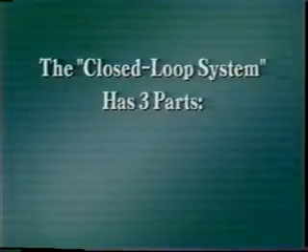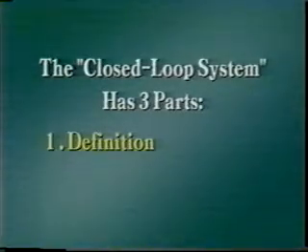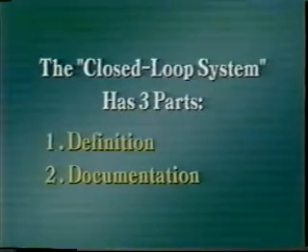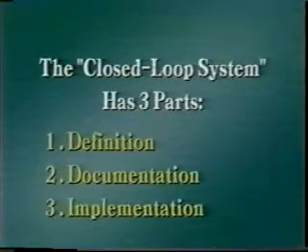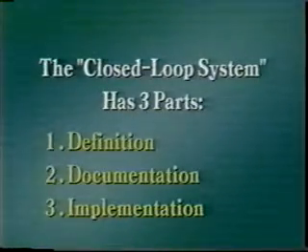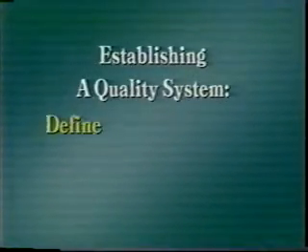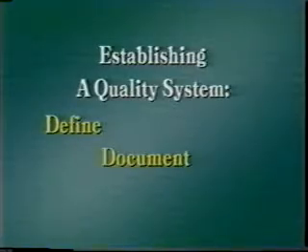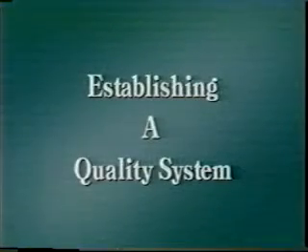Once the design exists, the FDA wants a company to establish 3 things. 1, a definition of what its quality and manufacturing objectives are. 2, a documentation system to prove that it's doing what it thinks it's doing and what it says it's doing. And 3, implementation of its quality system, including verification and validation of processes. This is what the FDA means by establishing a quality system. A company defines the system, a company documents the system, then the company implements the system. These 3 things are what the FDA calls establishing a system.